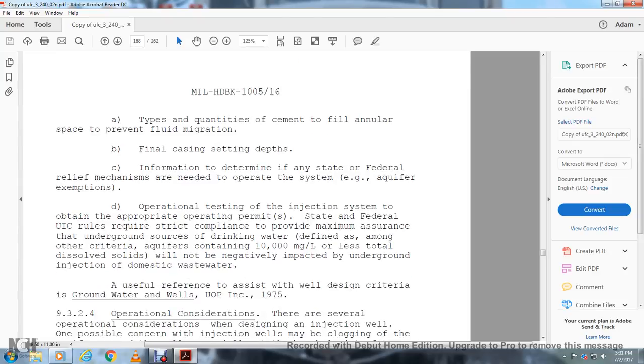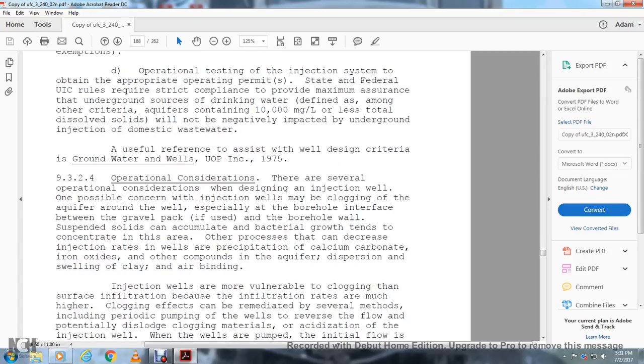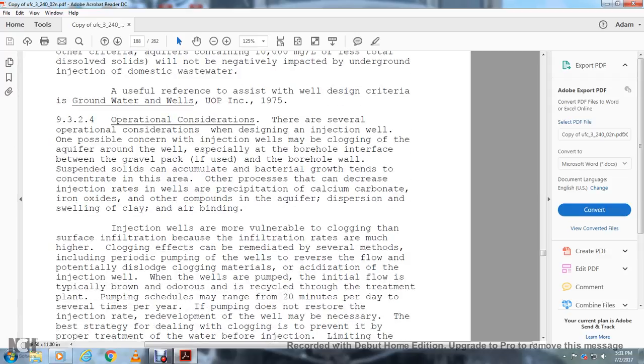Testing of the injection system to obtain the appropriate operating permit, and state and federal UIC rules, including strict compliance, provide maximum assurance that the underground source of drinking water, defined as aquifers containing 10,000 milligrams per liter or less total dissolved solids, will not be negatively impacted by underground injection of the domestic water. For reference, see the well design criteria for groundwater wells, UOP Incorporated, 1975.